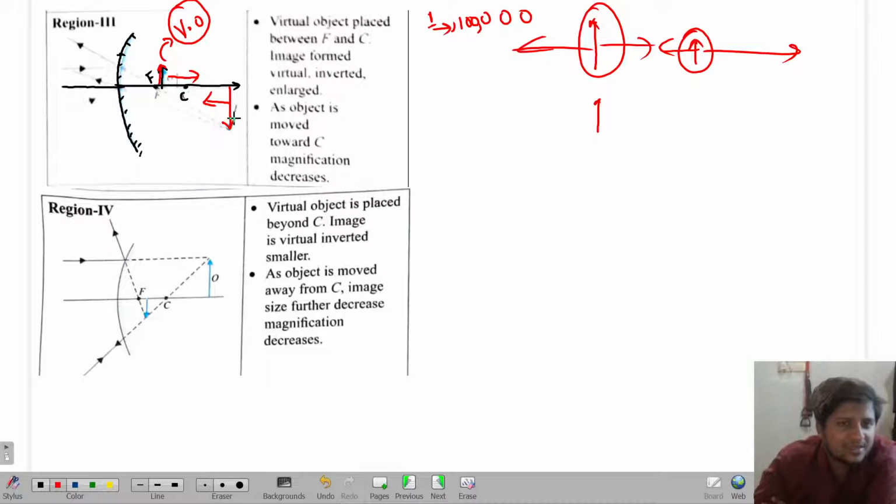So what is going to happen at that time? The size of the image is going to decrease or not, Gagan? Tell me, yes or no? It will decrease now.